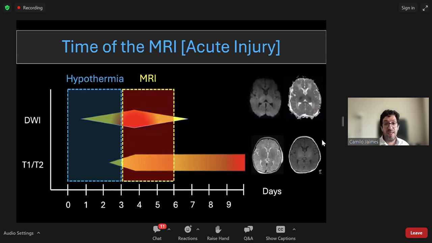We tend to image them here. And that's actually a reasonable time to image because we think that most, or at least some, of the diffusion is going to be apparent by day 3 to 5. It is also known that hypothermia may delay the development of some of these imaging findings.